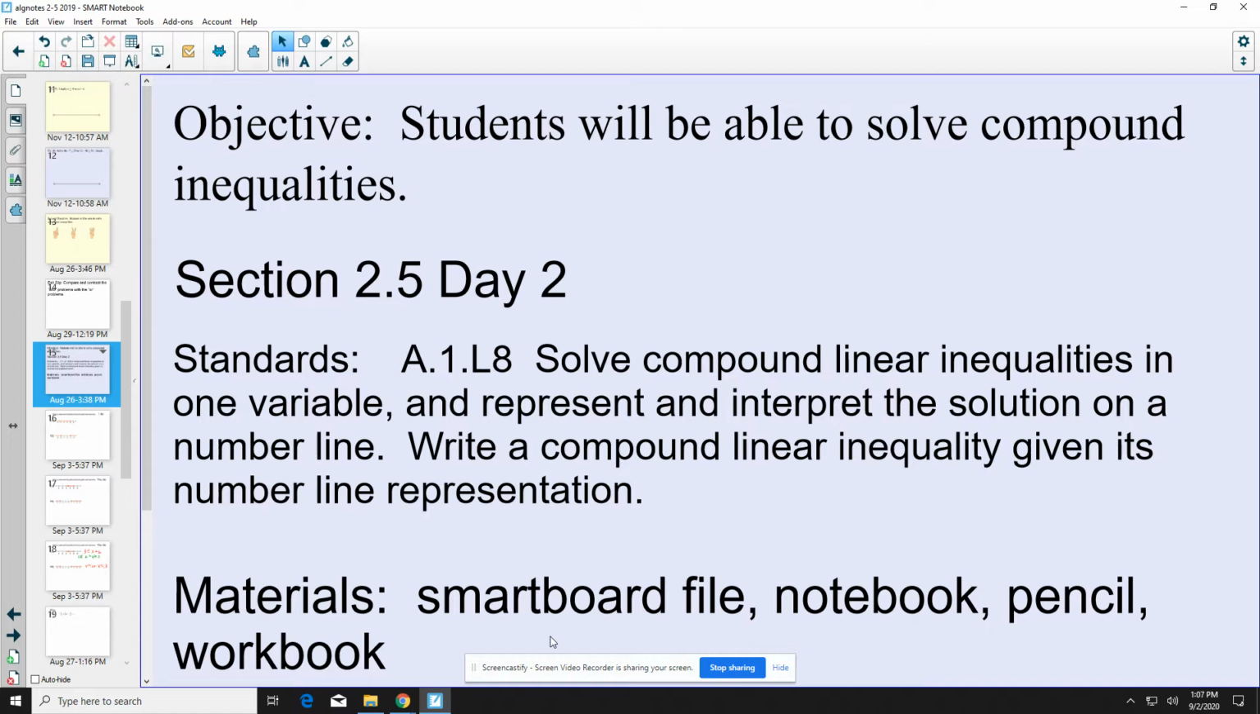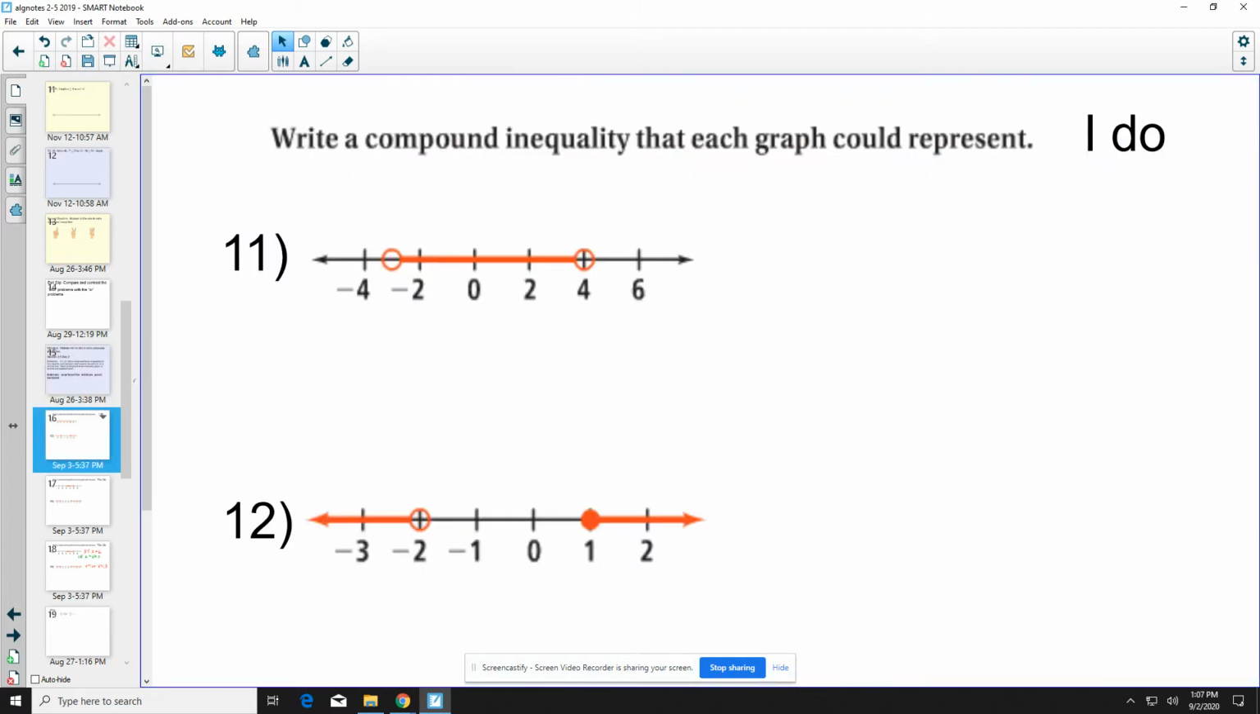So we're working on chapter 2, section 5, and this is the second day. As we look at our first two problems, I just want you to watch. I don't want you to copy anything down. We're going to start with a graph and we're going to write an inequality to represent the graph.